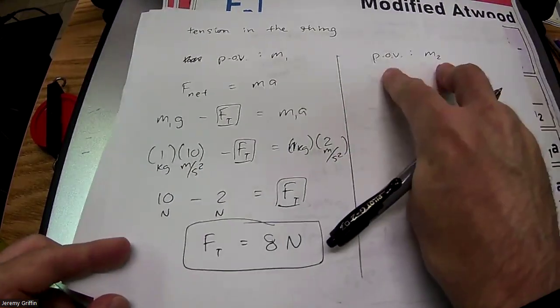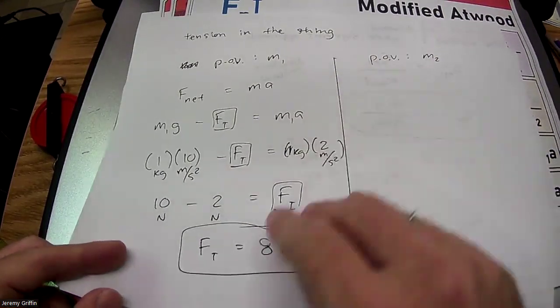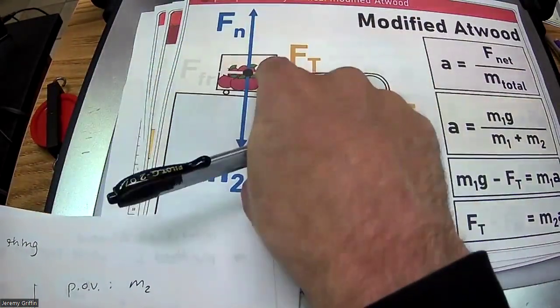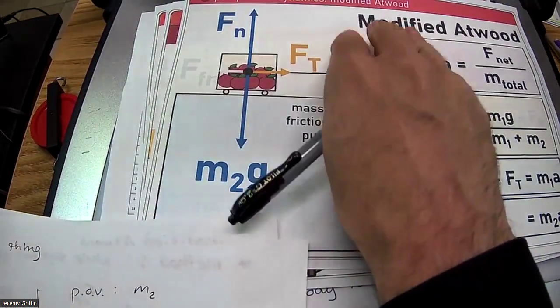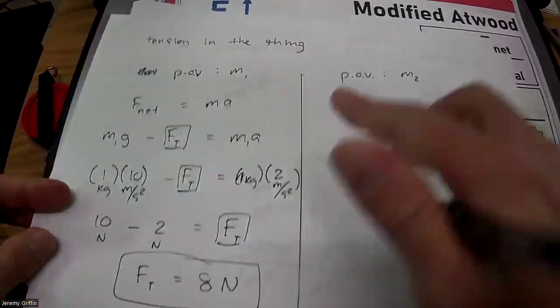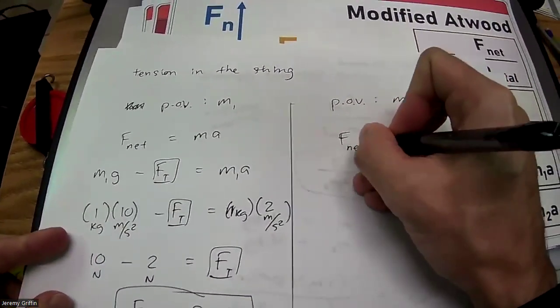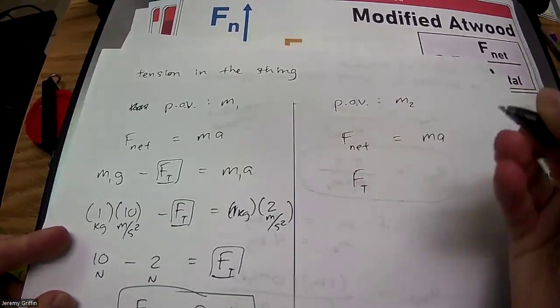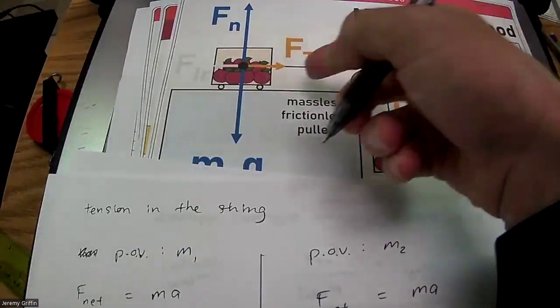How about from the perspective, the point of view of M2? Now this might have a bunch of forces on it, but really the tension force would be the net force just on that single block. Let's see if this gives us the same answer. It should be the same. I'll do F net equals mass times acceleration. In this case, the net force is the tension force. That's it. All the other ones just cancel out or are negligible.